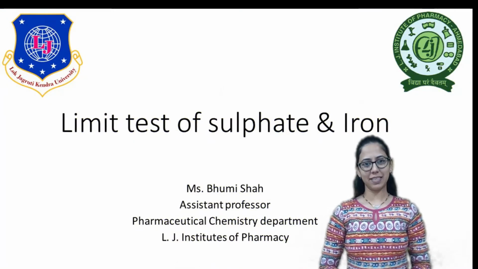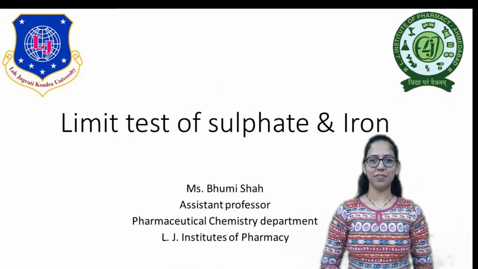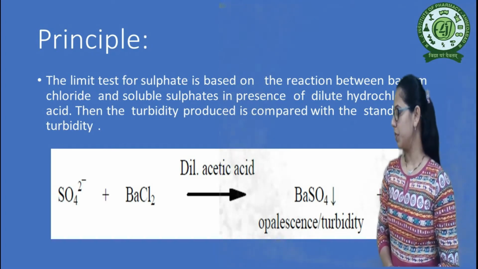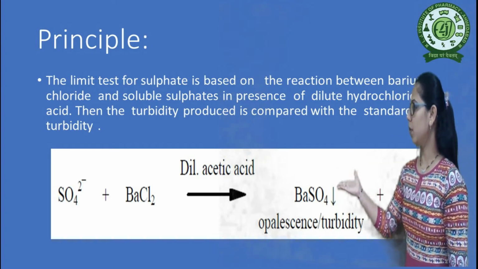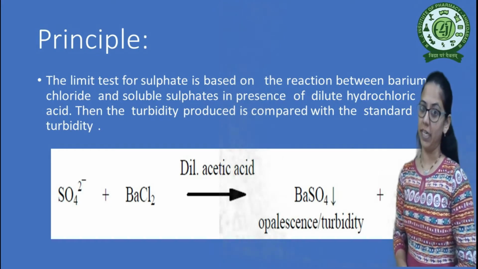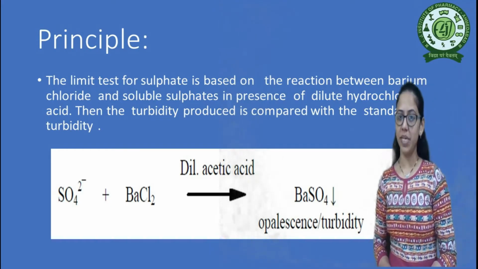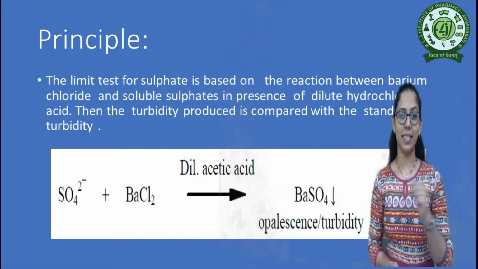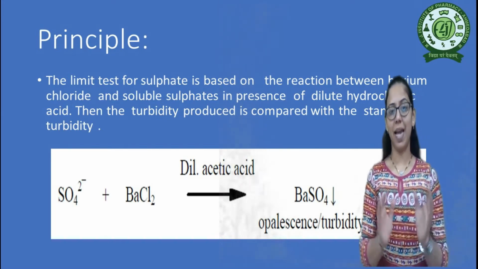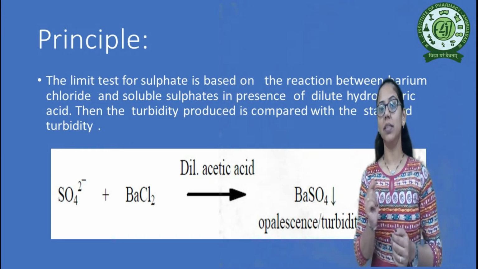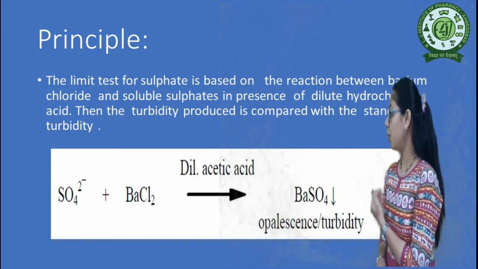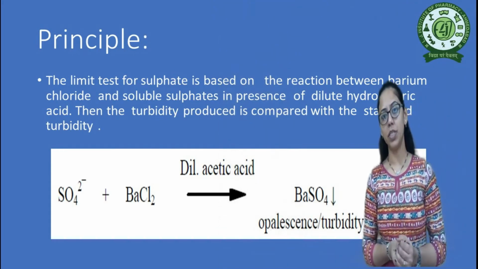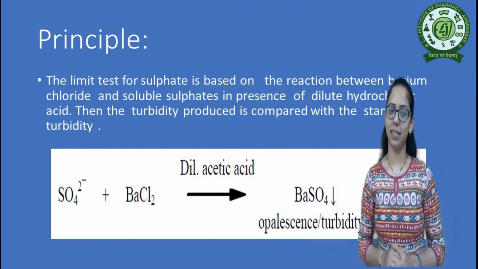Today we will discuss the limit test of sulfate. The principle of the limit test of sulfate includes the reaction between barium chloride and soluble sulfate in the presence of an acidic medium, for example, dilute hydrochloric acid or acetic acid. By reacting, they produce turbidity, a precipitate of barium sulfate. That turbidity produced is compared with the standard turbidity.